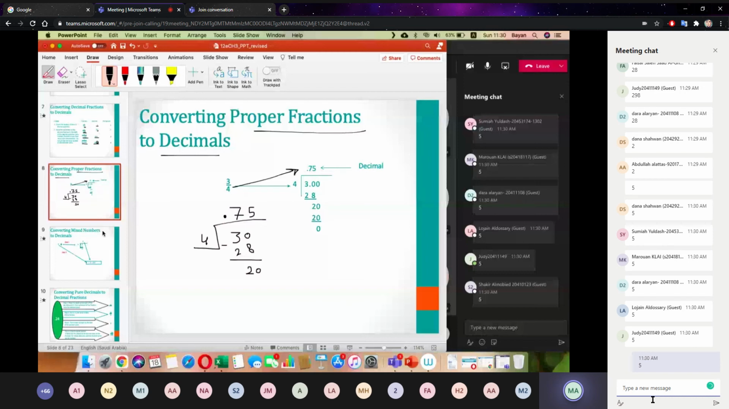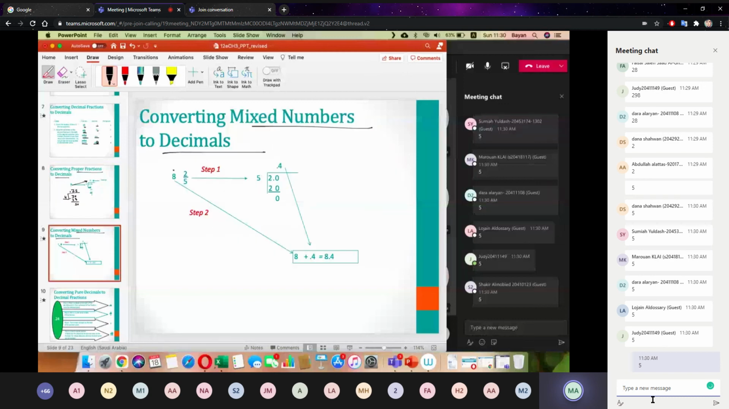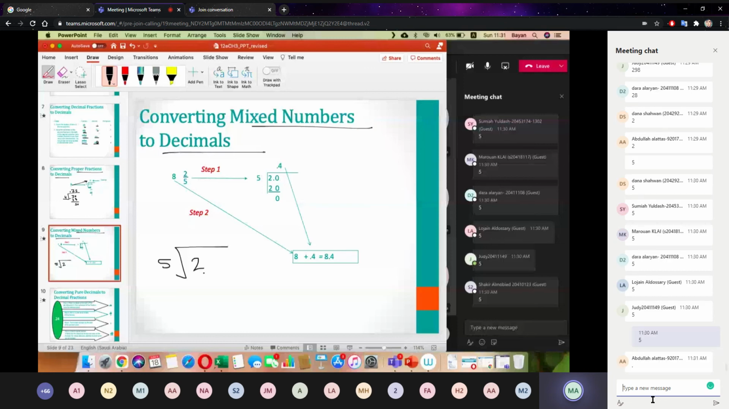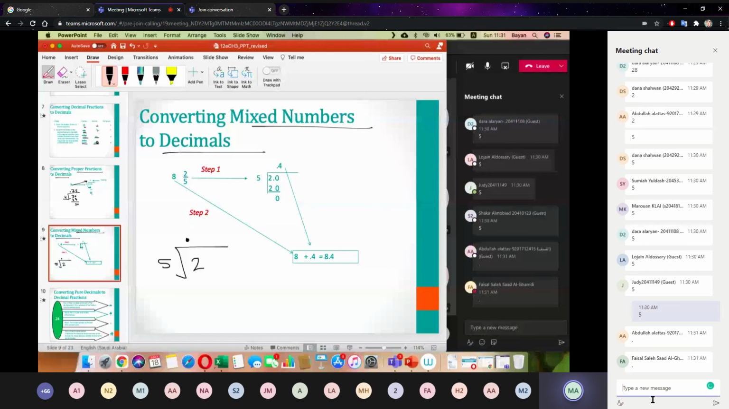Here we have convert mixed number to decimal. We have 8 with 2 over 5. We're going to convert it to become decimal. What should we do? We divide 2 by 5. Here we have 5. Here we have 2. What should we do? 2 less than 5. There is no value multiplied by 5 to give you a value close to 2. So we add decimal point here, and this 2 become 20.